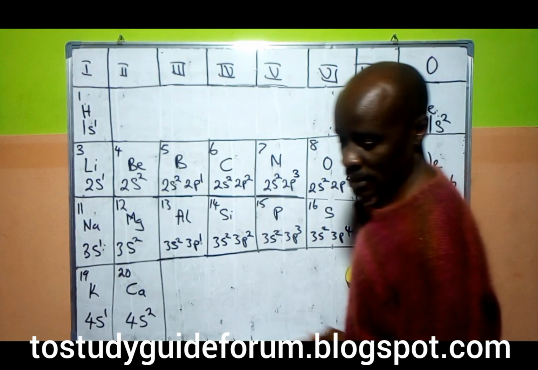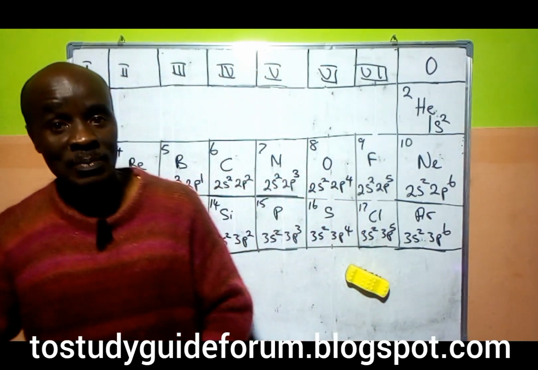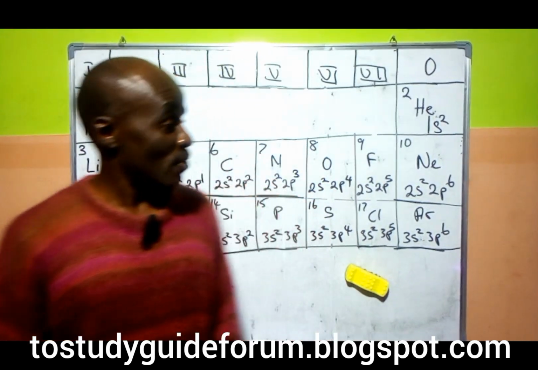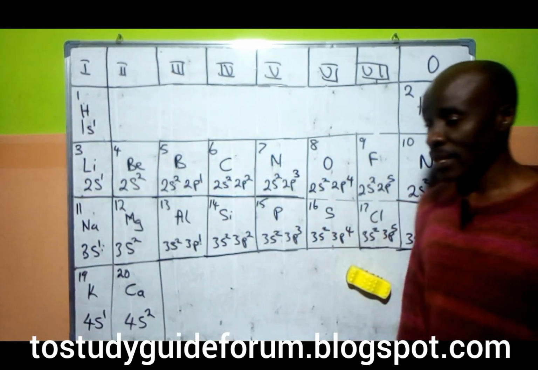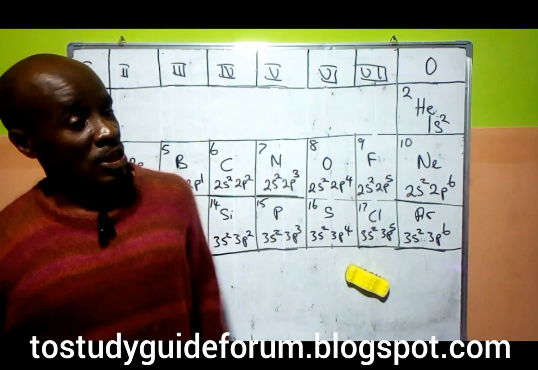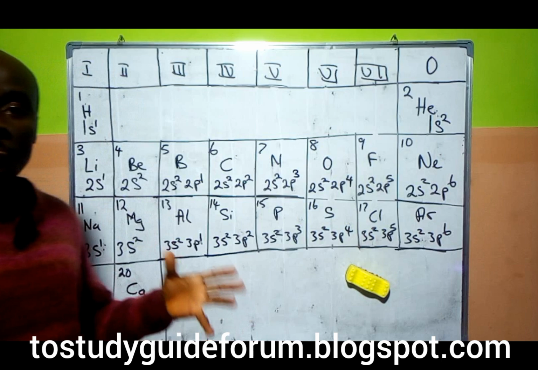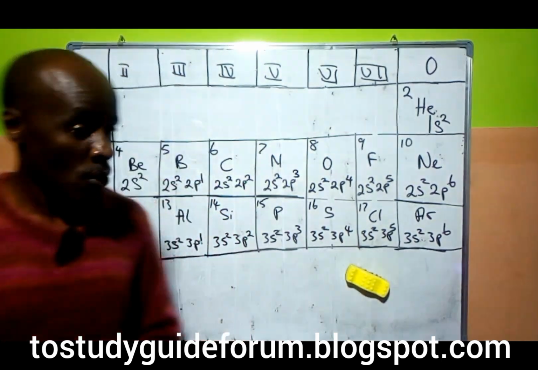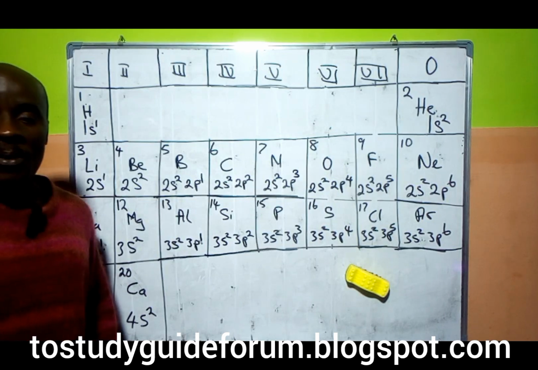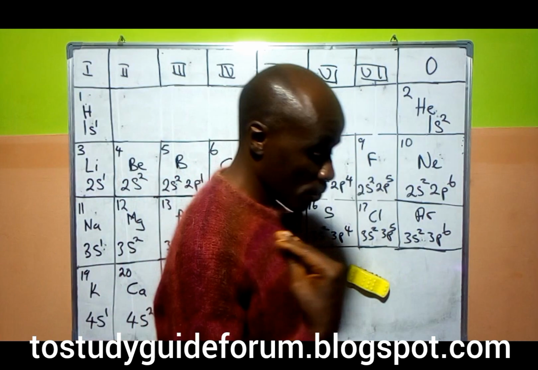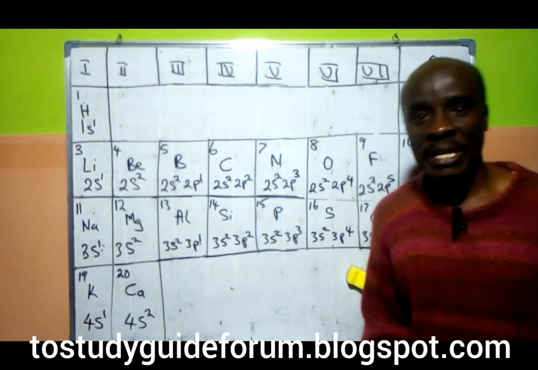Today we'll be looking at some of the features of a periodic table. Now, the periodic table, like we've already stated, was formulated by a Russian scientist known as Mendeleev in 1869. Based on the modern periodic law, we know that both the physical and chemical properties of an element are a periodic function of their atomic number.